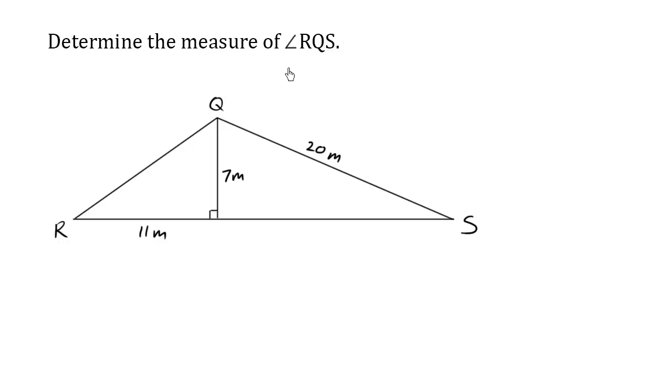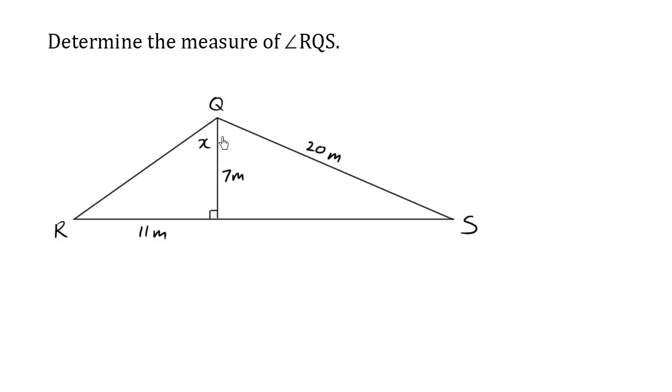Determine the measure of angle RQS. This here is an obtuse angle. It's very big, greater than 90 degrees. And the key here is to add up two angles.